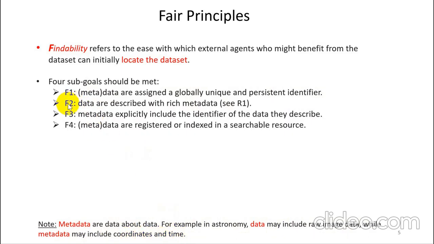Now we come back to the second sub-goal. The data are described with rich metadata, and the third one is that metadata explicitly include the identifier of the data they describe. The last sub-goal is that metadata and data are registered or indexed in a searchable resource.